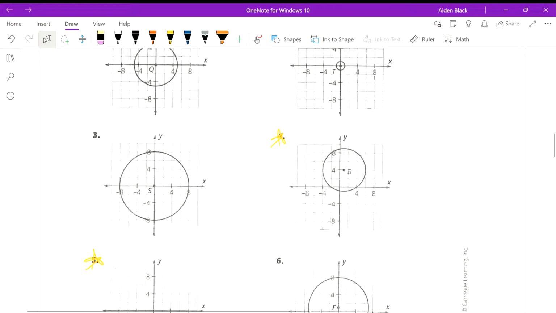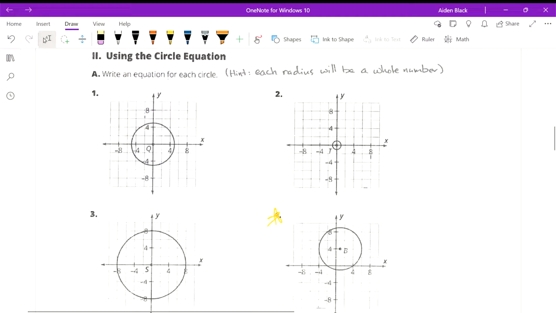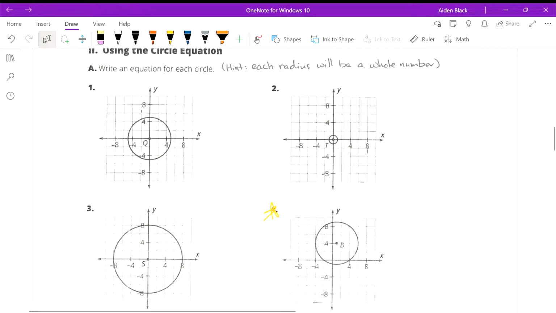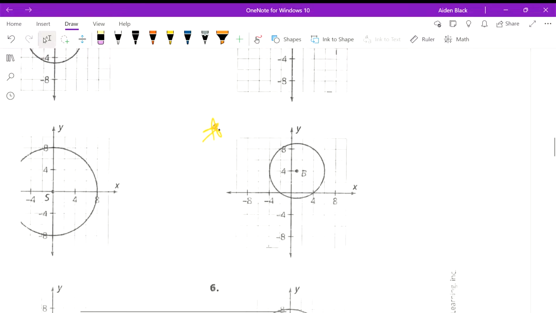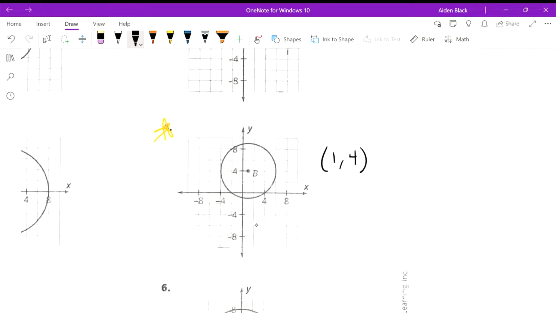Alright, let's look at a couple of these. It asks us to write the equation of each circle. So, looking at this, you need to notice these go by 2's, right? We got 2, 4, 6, 8, and so on. So, we know if we're moving in the x direction first, we go over 1, and then we go up 4. So our center is 1, 4. That's h, k, guys.